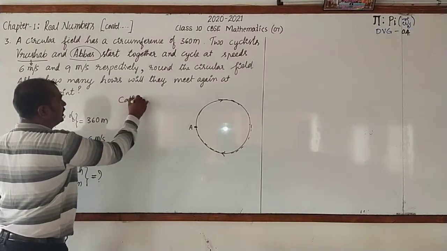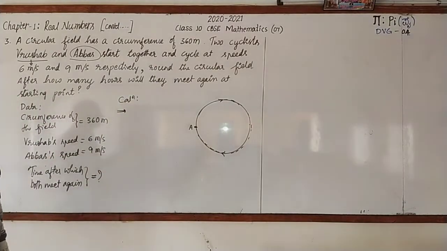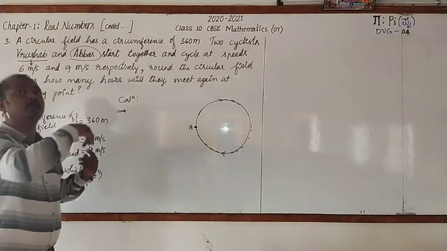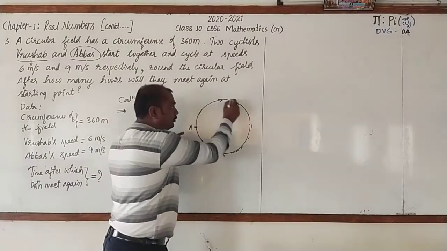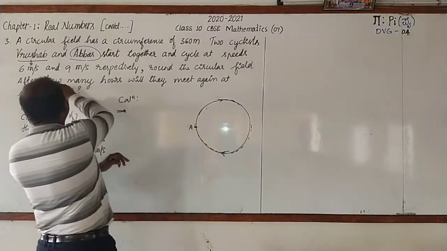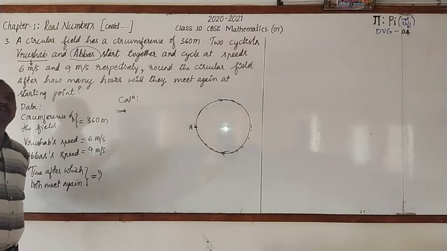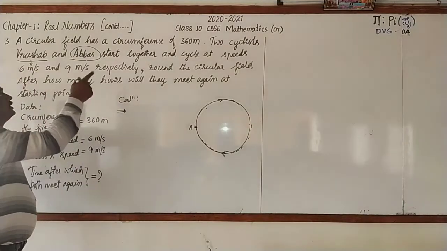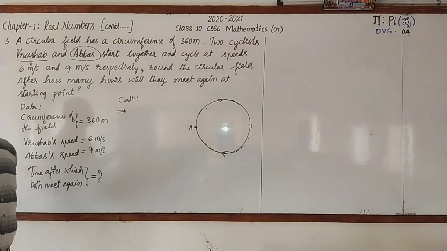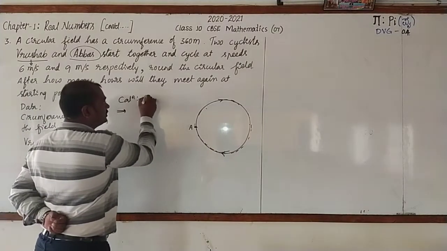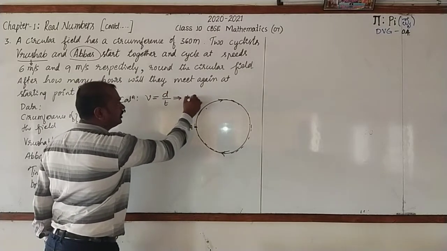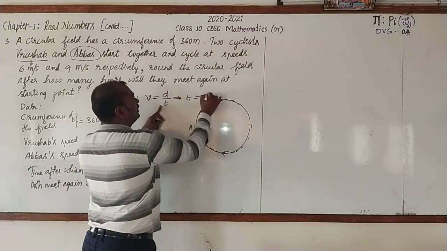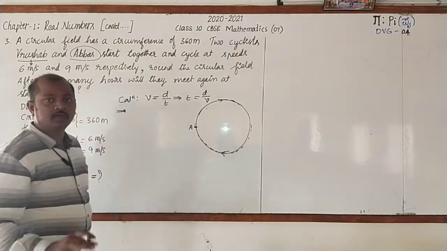Calculation. First we must know the time taken by each cyclist to complete one round around that circular field. How do you find that? Here we know the distance they have to move, and their speed is given. Could you tell which physical quantity is related to distance and speed? Obviously, it is time, because we have a formula to find speed. Speed is equal to distance by time. What about time? Time is equal to distance by speed. I hope that you have understood.